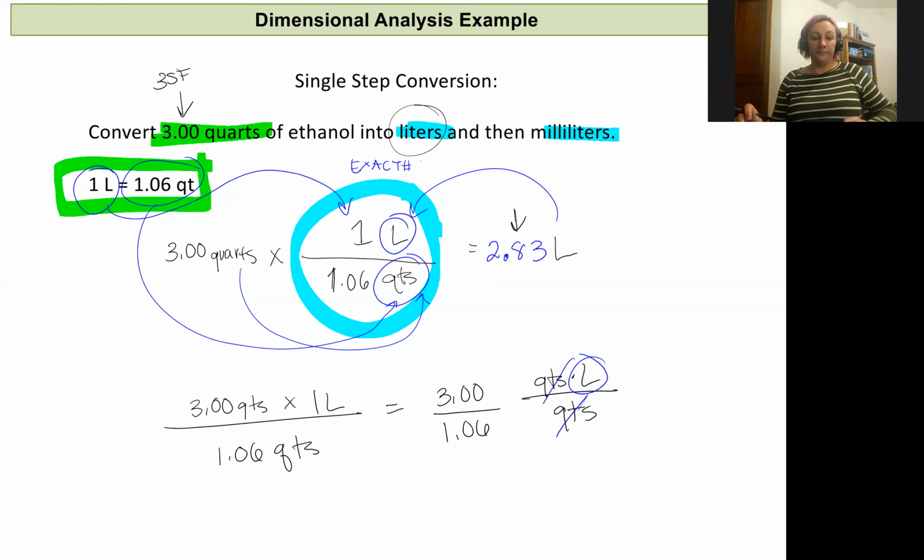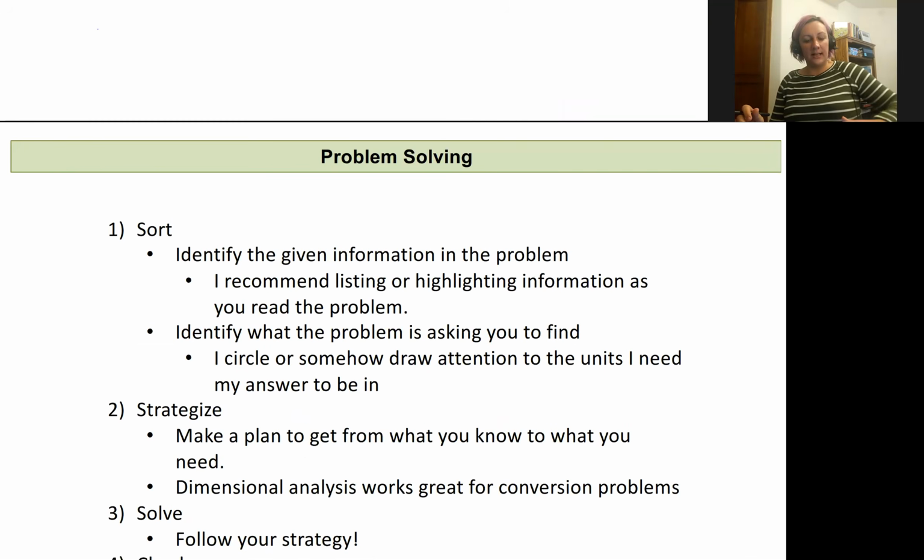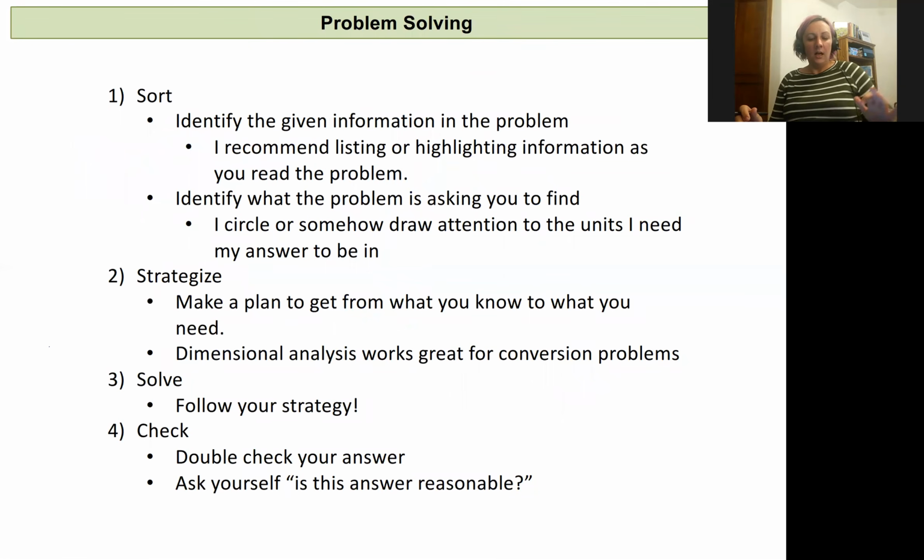Okay, so that's a single step version. What we're doing when we're solving problems using dimensional analysis is going through four steps along the way. First, we need to sort our information into what is given, what is desired, and what tools we have to convert between the two. And those are going to be our conversion factors.